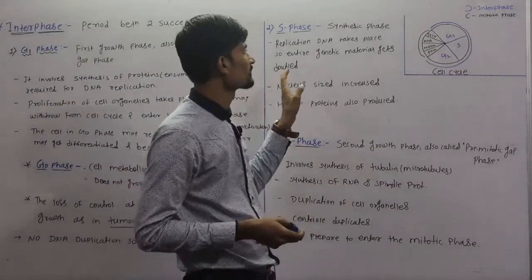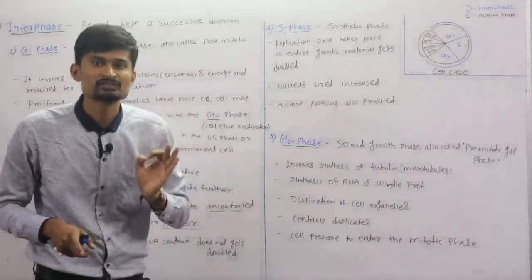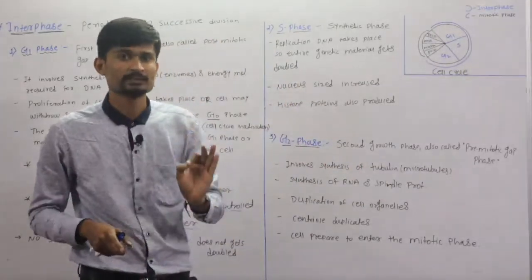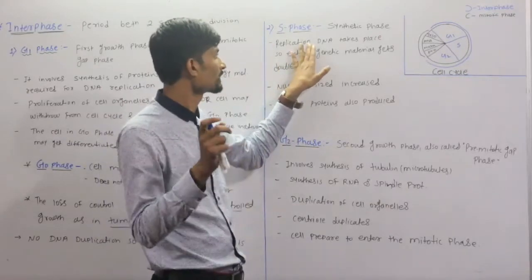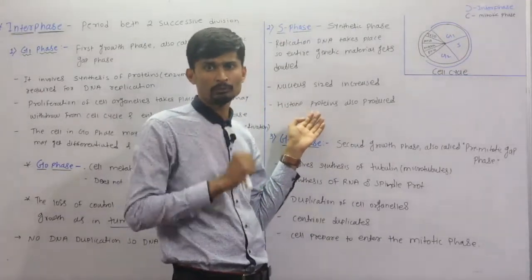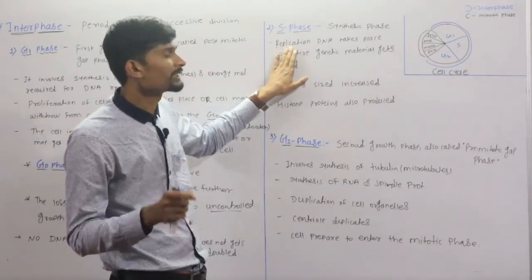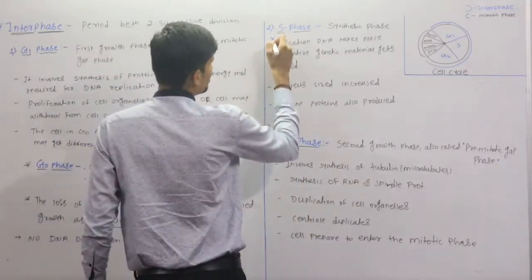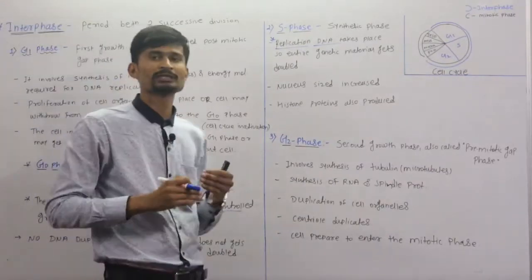Now the next phase. Here we completed the G1 phase, the first phase. Now the second phase, that is the S phase. This S phase is called the synthetic phase because there is a synthesis of the DNA molecule, histone proteins, and other protein molecules. That is why it is called a synthetic phase. So the important point in S phase is the replication of DNA. Replication of DNA takes place in the S phase.